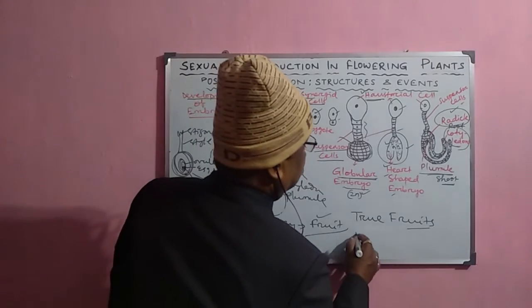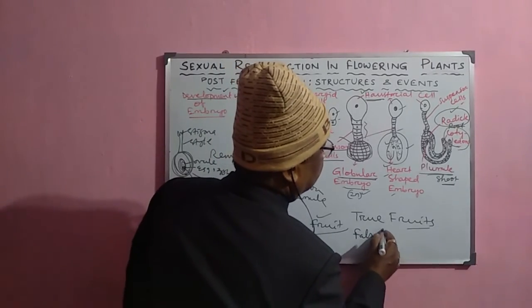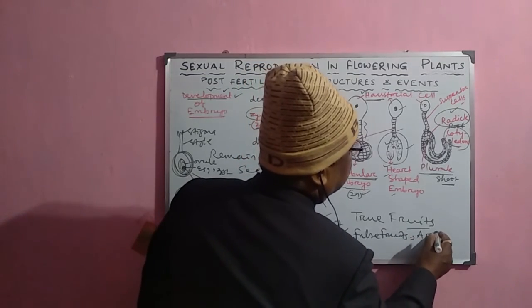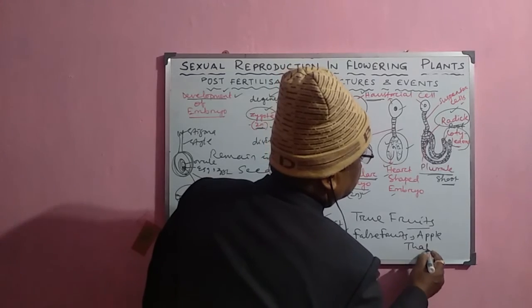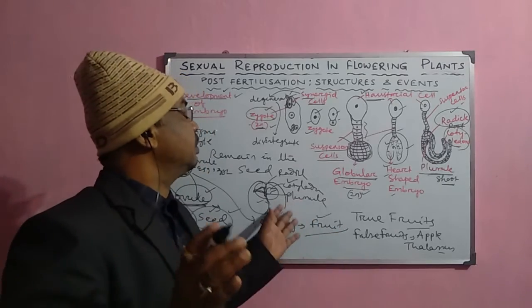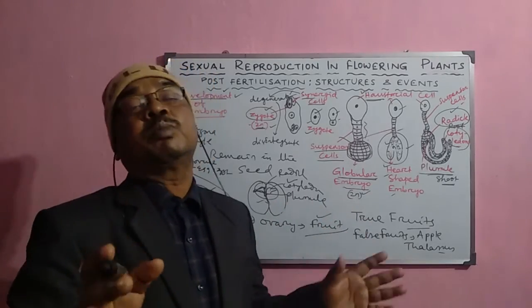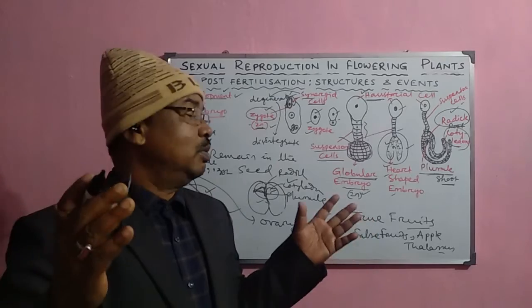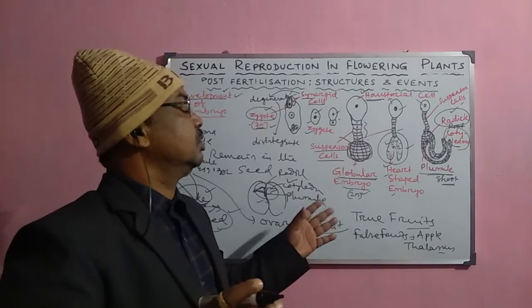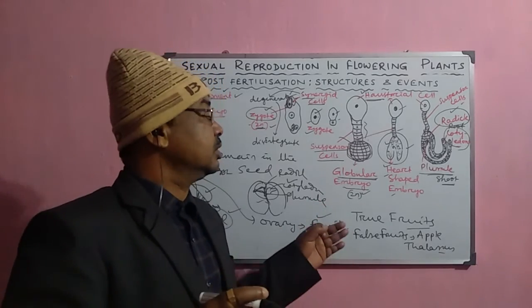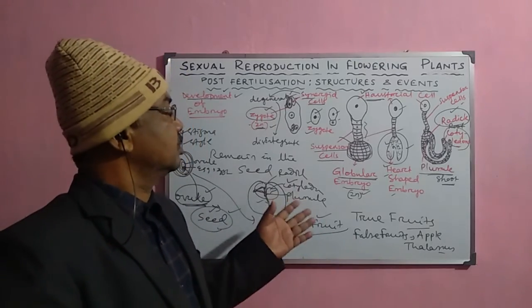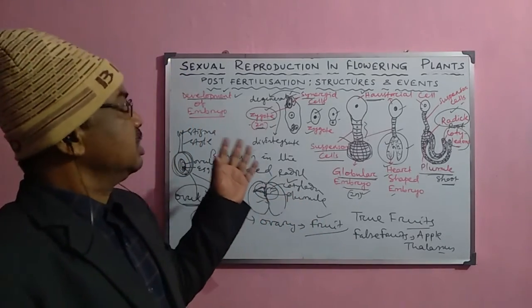In the case of apple, there are some false fruits. The fruits which are developed from other parts, like apple, are developed from the thalamus. So this type of fruit is also observed in flowering plants. That is why the seeds develop from the ovule, and the whole ovary develops into the fruit. There are many other mechanisms by which fruits develop, like parthenocarpic fruits, which develop without fertilization.